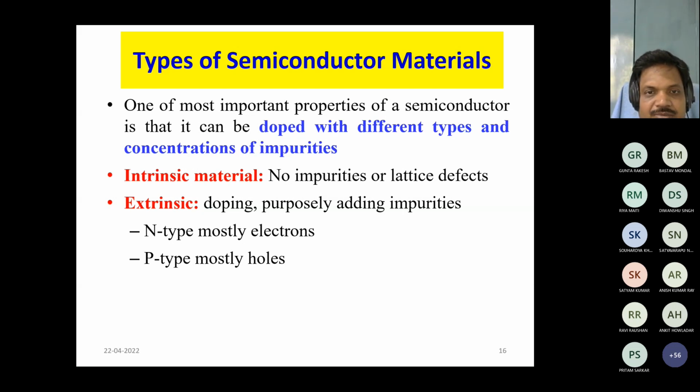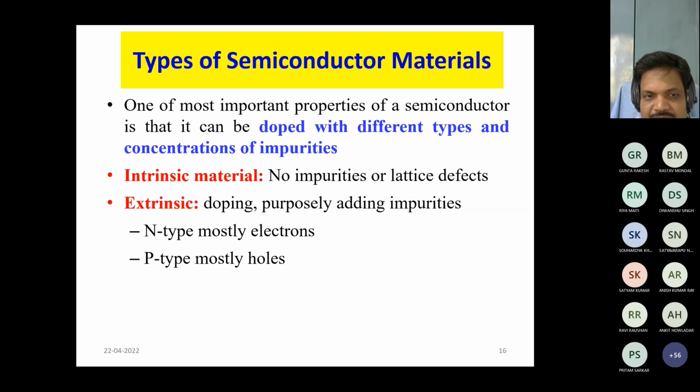Now there are different types of semiconductors. As I told you, a semiconductor is a material that provides electrical characteristics between the metal and the insulator, and also the band gap is in between them. Now there are two types of semiconductor: intrinsic semiconductor material and extrinsic material. Intrinsic and extrinsic material. What does it mean?